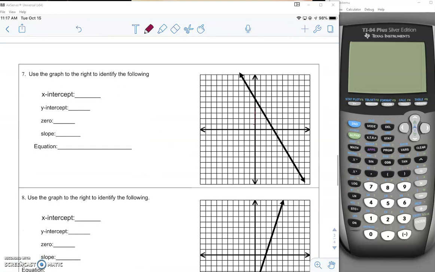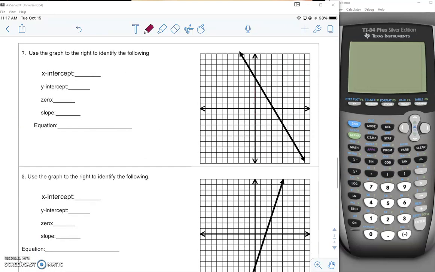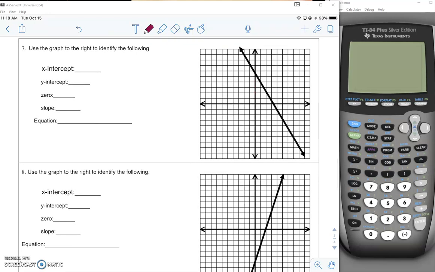Moving on to the next page, number 7. Use the graph to the right to identify the following: x-intercept, y-intercept, zero, and slope, and from there we will write the equation. I know that the line is slightly shifted on your graph. So I'm going to plot where the x and y-intercept should be. So x-intercept was where we cross the x-axis. This graph crosses at 1, 2, 3, so as an ordered pair, this is 3, 0.